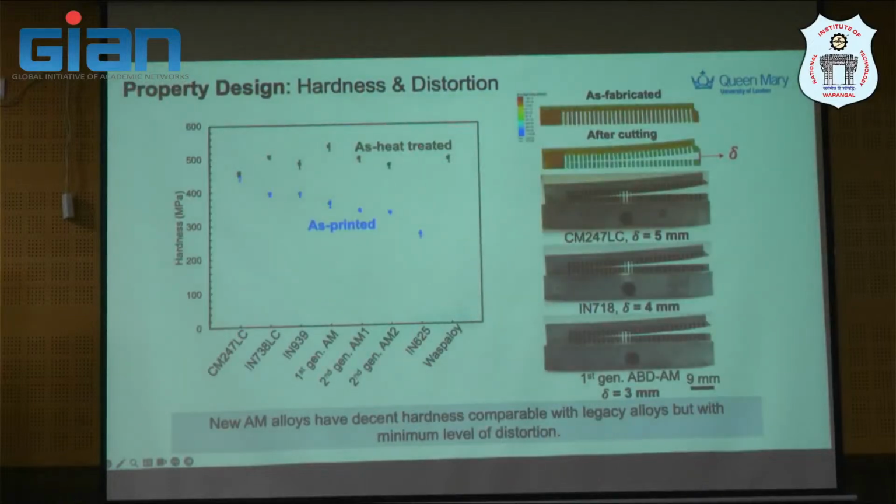And then we are also doing hardness and distortion for this new material as well. So for hardness, as heat treated and as printed, you will see the hardness is recovered compared against several materials here. In the second generation we also have several series of the material, and then we also do the bridge structure to characterize the distortion in as-fabricated or as-printed condition for a number of alloys, and you will see that the new alloy actually has minimum distortion compared with the other two. Like CM247, it opens up significantly, 5 millimeter here, and then Inconel 718, for example.